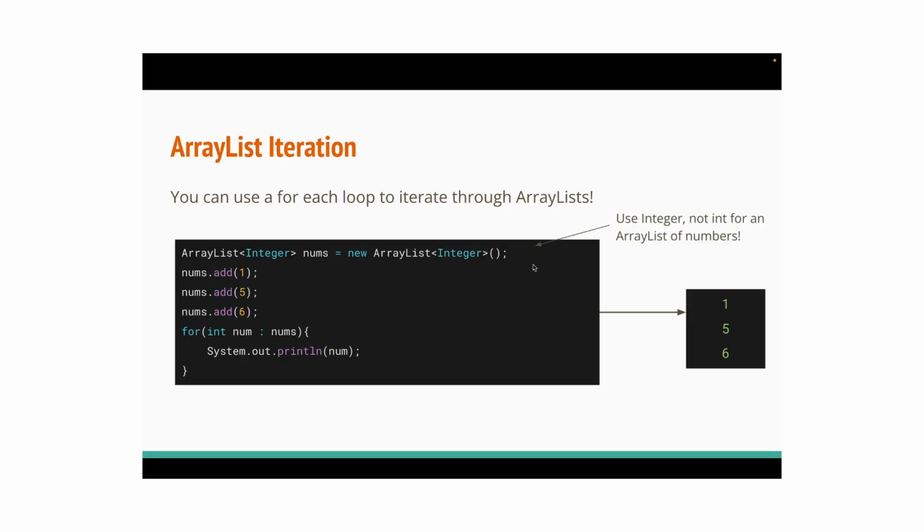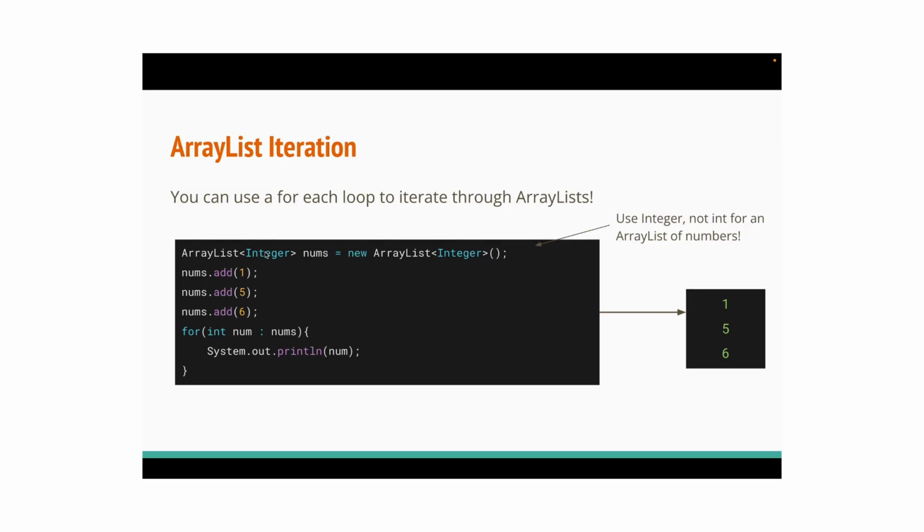Now let's go on to ArrayList iteration. So you can use a for each loop to iterate through ArrayLists. For example, if you create a new ArrayList and then you add 1, 5, and 6, then you can say for int num in nums, System.out.println(num). All this is saying is go through every single element in this ArrayList in order and print out that element which I've named as num. So right here we can see that in this for each loop we're going to print out 1, 5, and 6 because that is the contents of this ArrayList called nums.